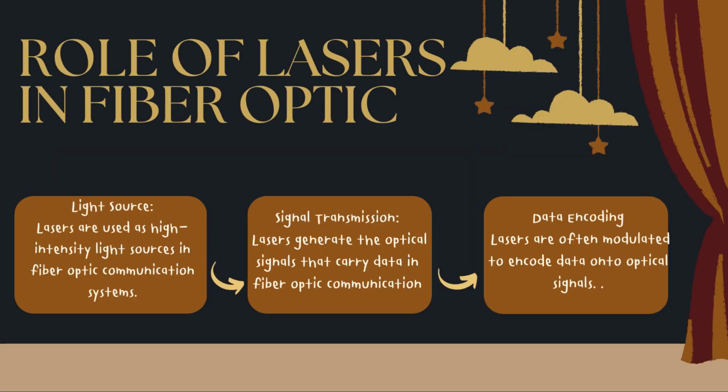Role of laser in fiber optic. Laser plays several key roles in fiber optic communication. The first role is the light source. Lasers are used as a high-intensity light source in fiber optic communication systems. The coherent and monochromatic nature of laser light allows the efficient transmission of optical signals through fiber optic cables over long distances with minimal loss and dispersion.